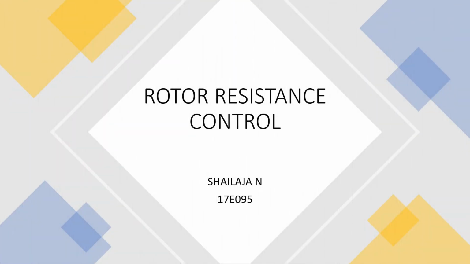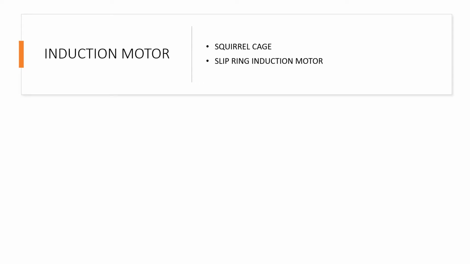Hello all. Now I am going to explain about rotor resistance control in induction motor. As we are all familiar with, an induction motor is an asynchronous motor in which the electric current in the rotor is needed to produce torque, which is obtained by electromagnetic induction from the magnetic field of the stator winding. An induction motor can therefore be made without electrical connections between the rotor and stator.